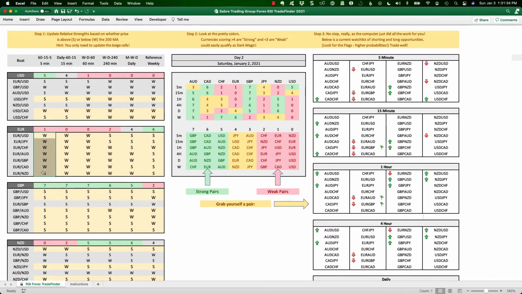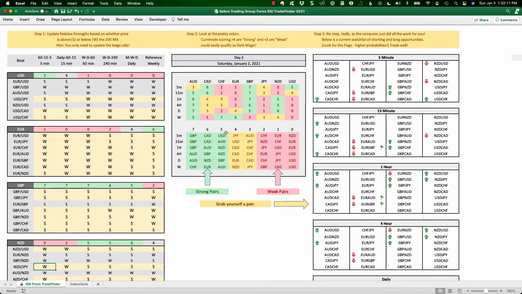And so we just go down the entire spreadsheet, entering all the data in the beige columns. And when we're done with that, it tells us the score of each of these products relative to each other. And that score is taken from here. So the USD on the 5-minute scored a 5, and that's where that goes. And then down here, it just sorts it and shows us where our pairs are.